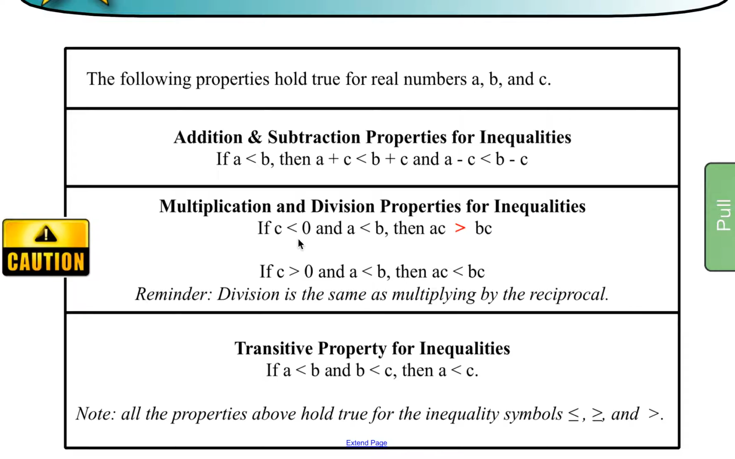Now here's the caution for you. The multiplication and division properties for inequality. If C is bigger than 0 and we have that same inequality, A is less than B, so basically if we have a positive number C, we can multiply both sides without changing the inequality. However, if C is negative and we multiply that inequality A less than B, that switches our inequality the other way. And then the transitive property says if you have two inequalities, A is less than B and then B is less than C, A has to be less than C.